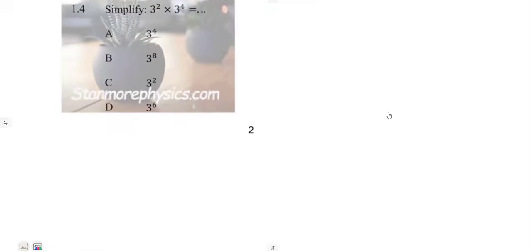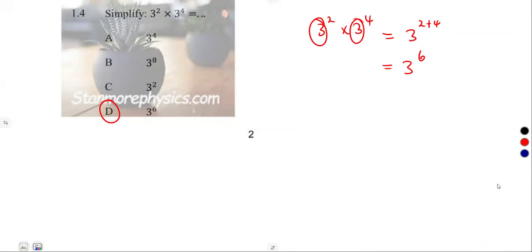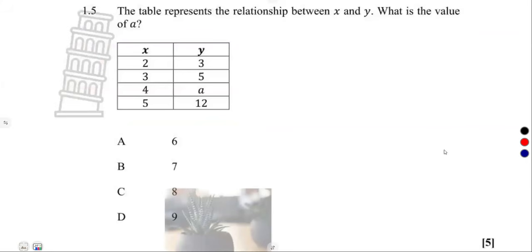Let us consider 1.4. Simplify 3 to the exponent of 2 times 3 to the exponent of 4. Same bases under multiplication, we simply add the exponents. 3 to the exponent of 2 plus 4 is 3 to the exponent of 6. We have that on D. So that was the best answer. Using the laws of exponents, we can add those exponents under a multiplication of the same base. We are talking about the base of 3.